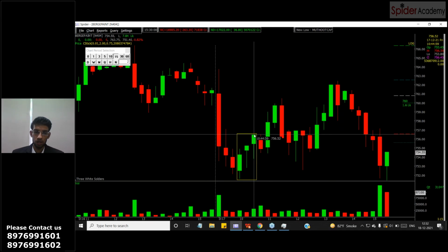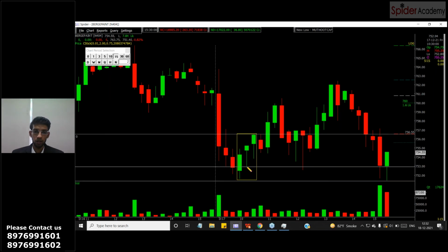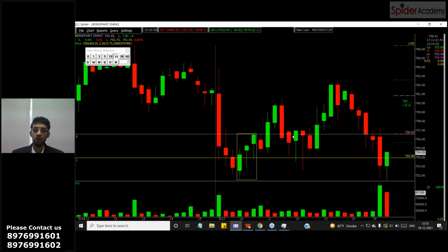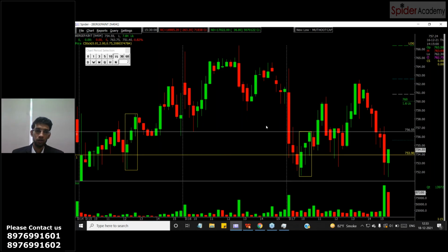So you can enter over here, and for that you can take this or this. Maximum, you have to take the second candle low as a stop loss, or you can go with the first candle. It depends on you how you manage your risk reward. Okay, so this is how you can go for a long, and this is how you can identify the stock with your trend.